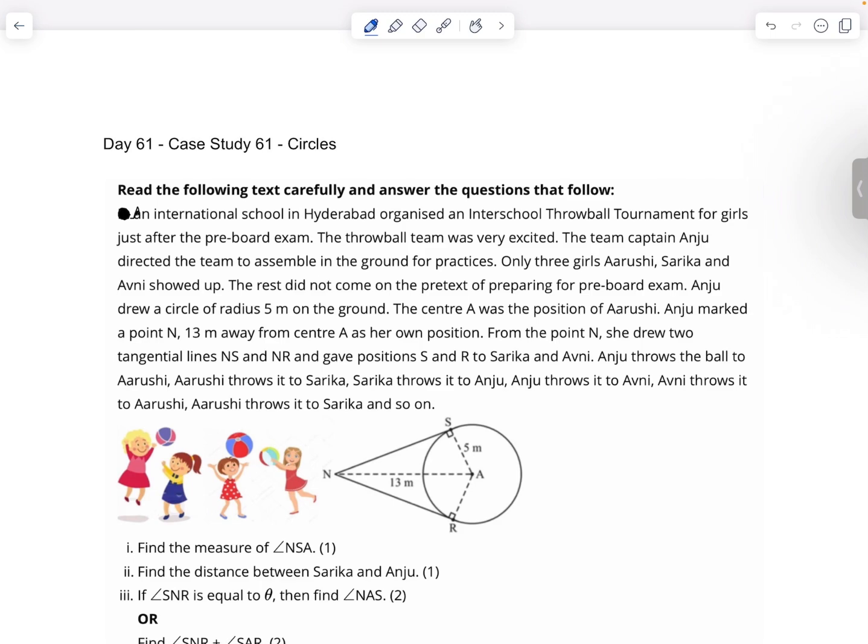Anju drew a circle of radius 5 meter on the ground. The center A was the position of Arushi. Anju marked a point N 13 meter away from the center A as her position. From the point N, she drew two tangential lines NS and NR and gave positions S and R to Sarika and Avni. Anju throws the ball to Arushi. Arushi throws it to Sarika. Sarika throws it to Anju. Anju throws it to Avni. Avni throws it to Arushi. Arushi throws it to Sarika, and so on.